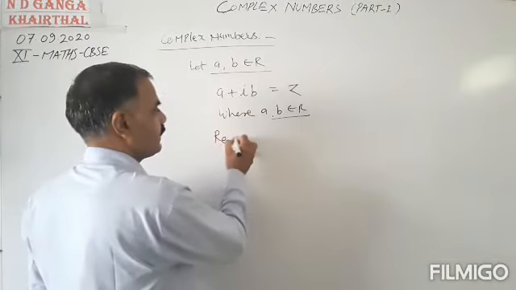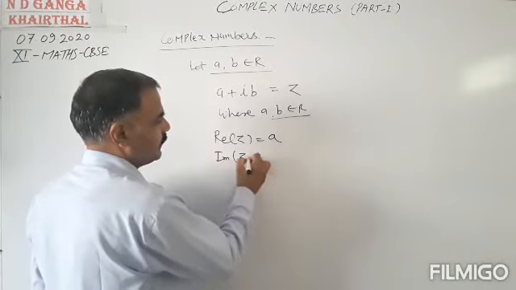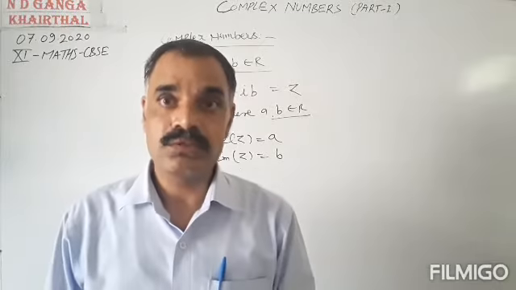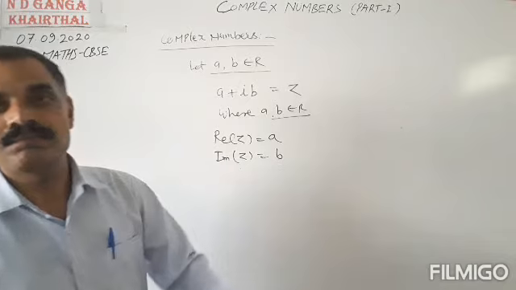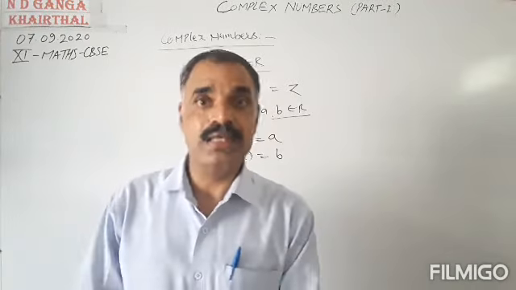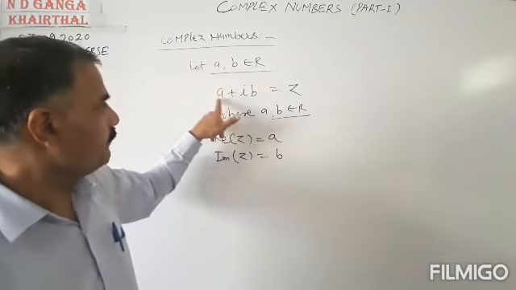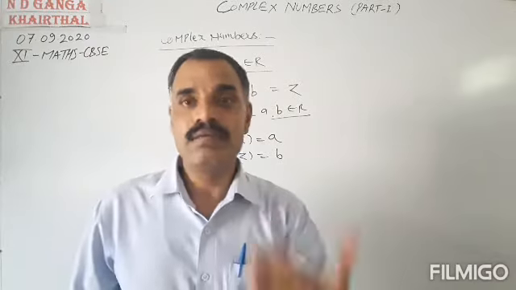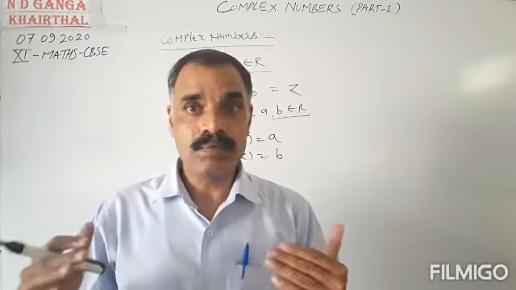So the real part of z equals a, and the imaginary part of z equals b. Re z means the real part of z, and Im z means the imaginary part of z, that is b. A and b both are real numbers. A is the real part, and b is multiplied with the imaginary unit, that is why it is the imaginary part. In this way we can define complex numbers.